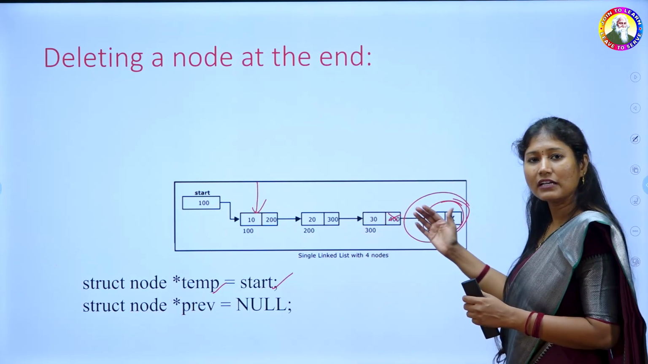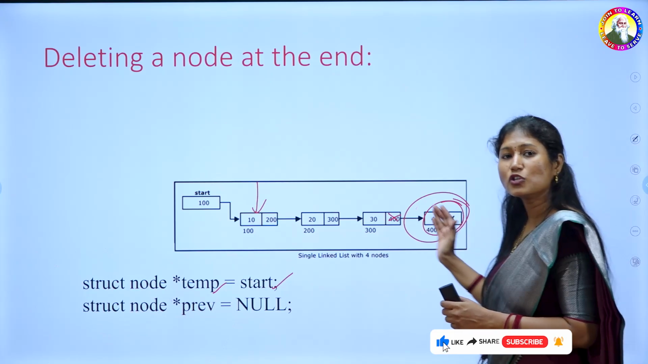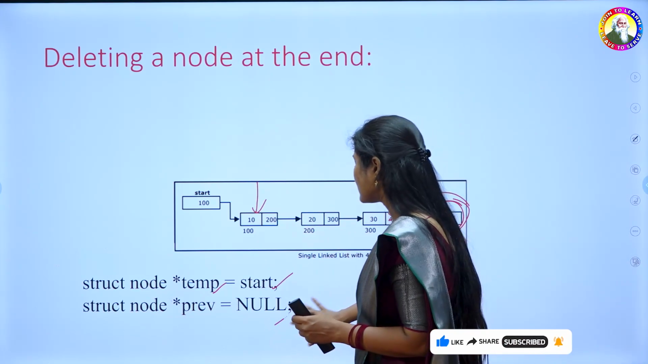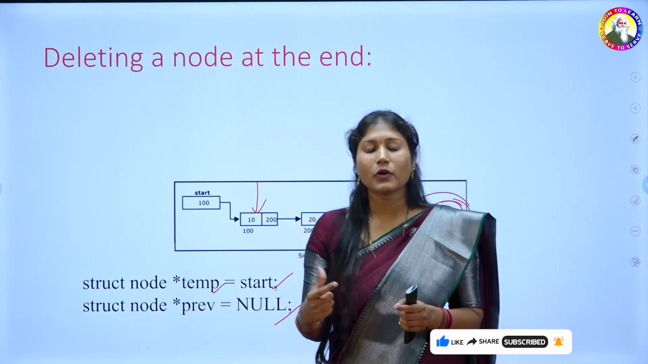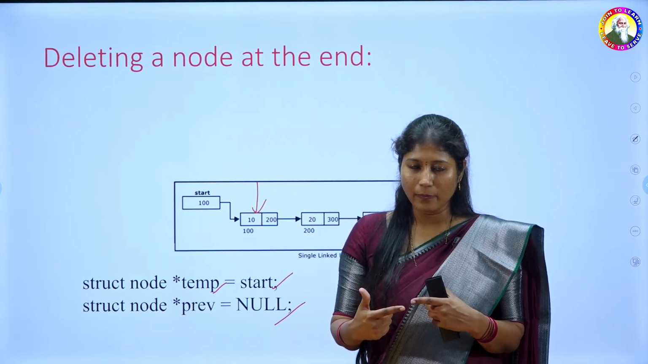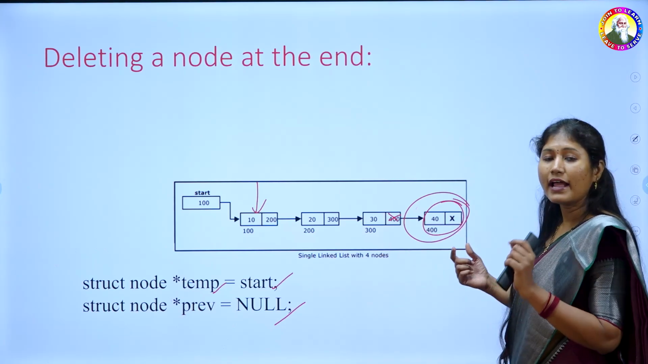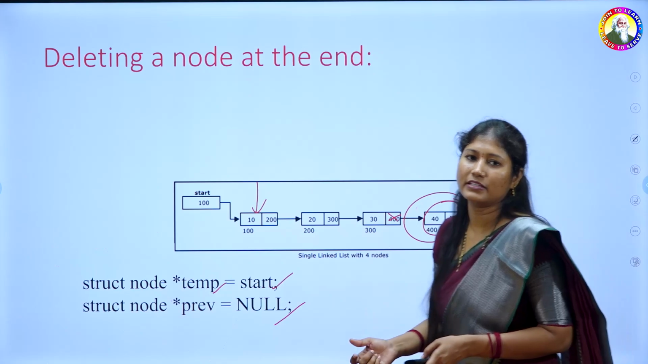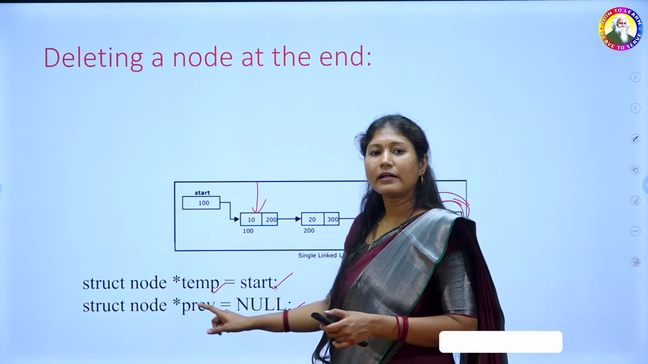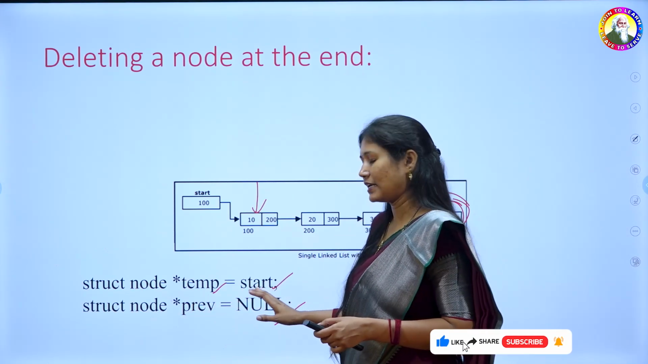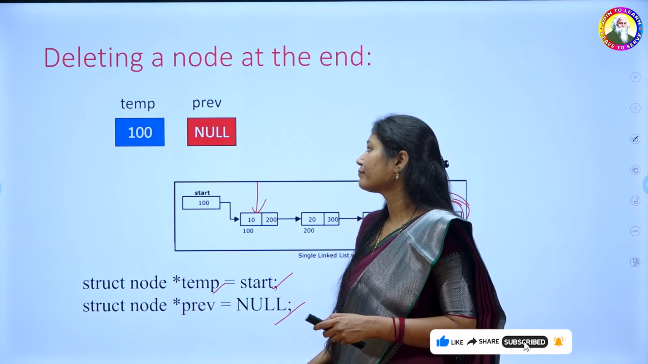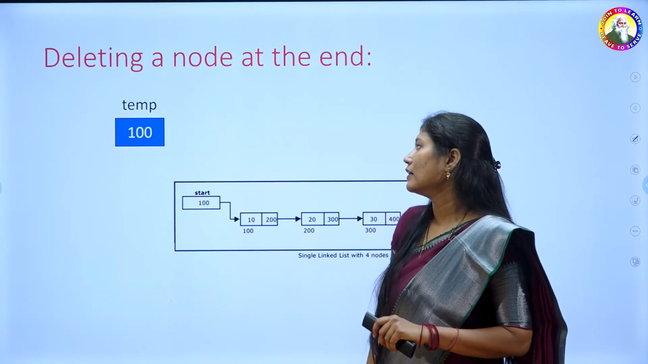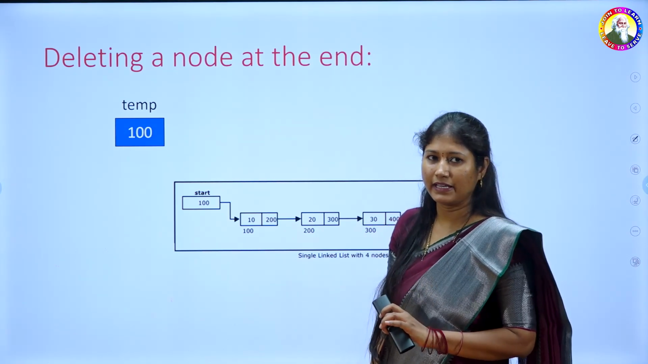Yes or no? After reaching the last point, I should come back. How can I come back? By taking previous equal to null. So here I require two pointers. One is a temp pointer to reach the last one, and the previous pointer is required to specify the previous element. Initially, temp will be the same as start and previous will be null. Temp will be equal to 100 and previous will be equal to null. Now we will start traversing from the beginning.